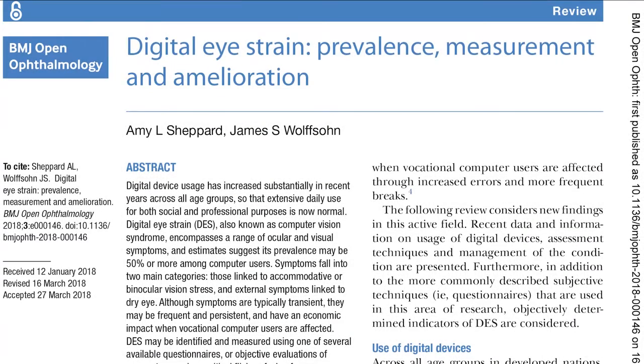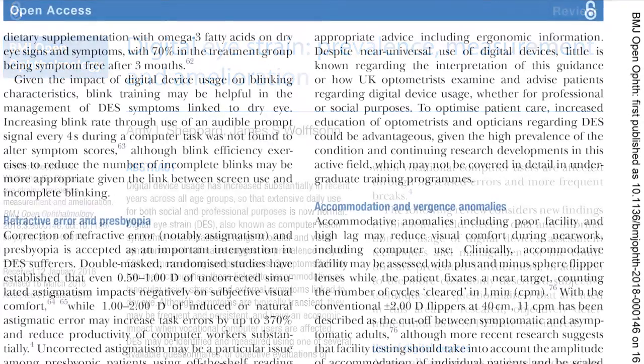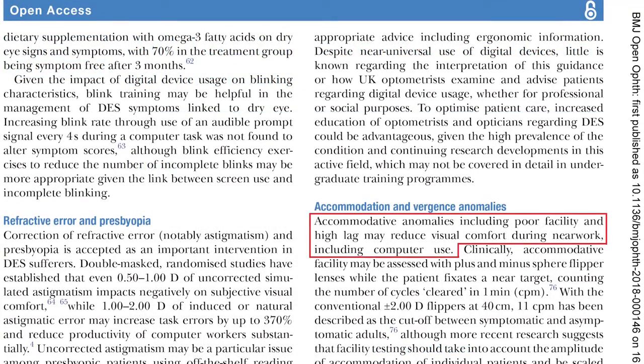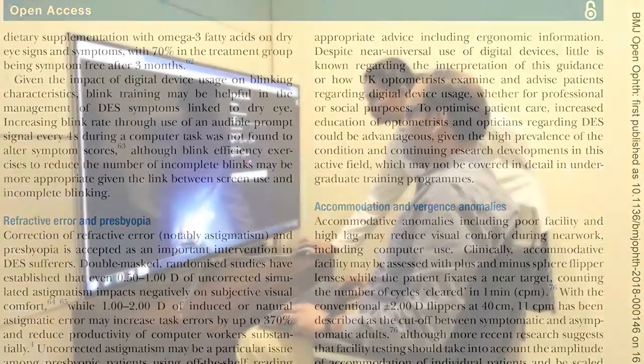A study by Amy Shepherd and James Wolfson, published in the British Medical Journal, clearly shows that 50% of CVS patients have focusing issues with weakness in accommodation and vergences.